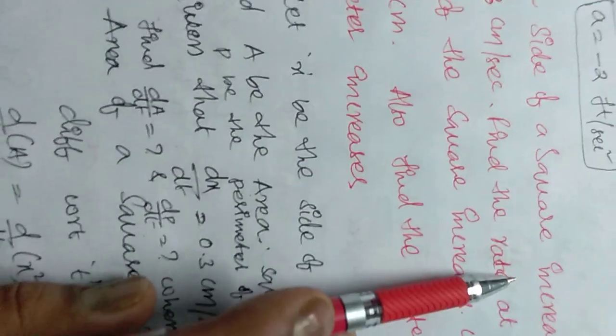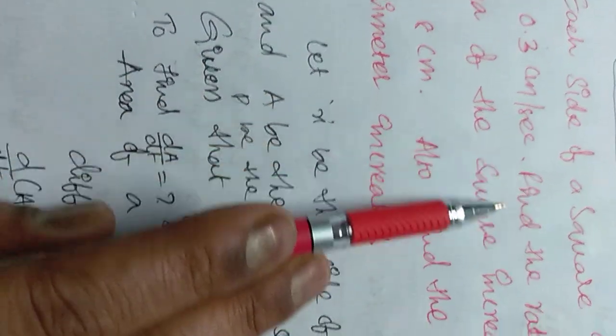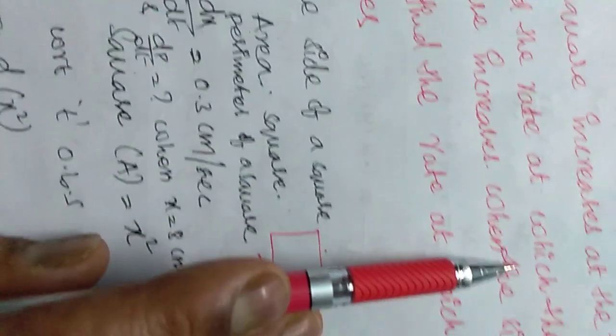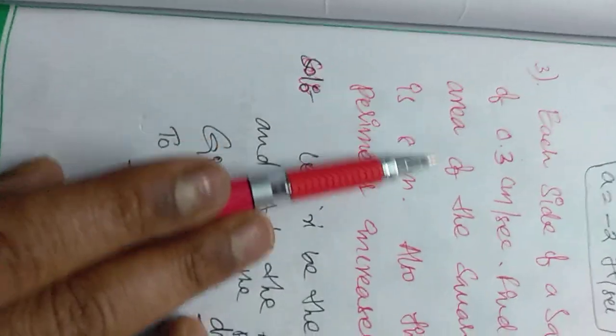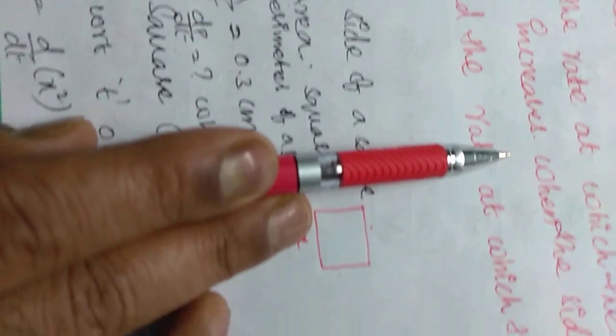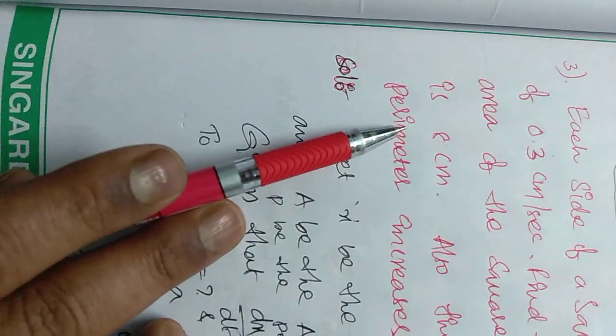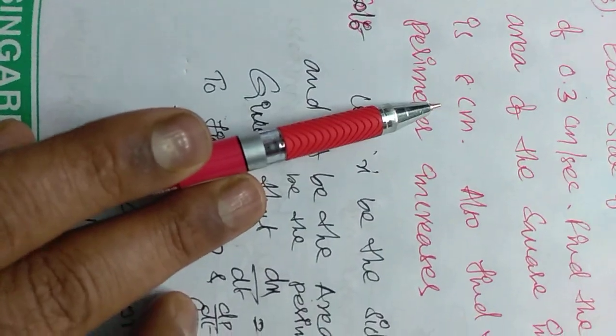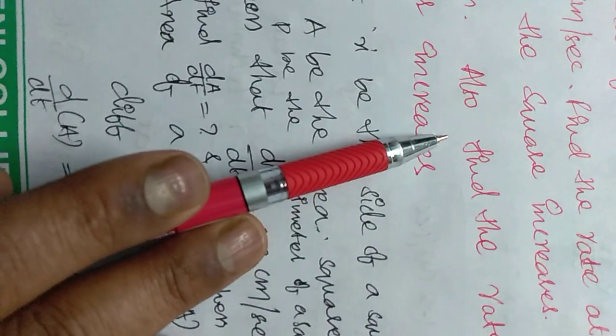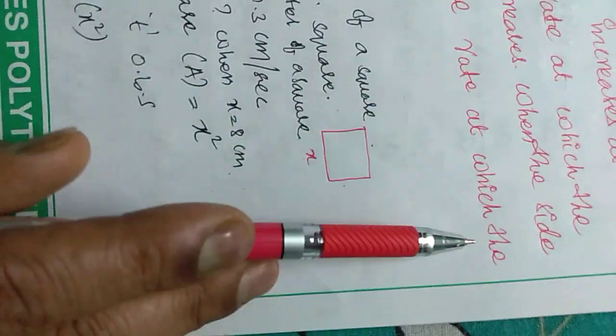Each side of a square increases at the rate of 0.3 centimeter per second. Find the rate at which the area of the square increases when the side is 8 centimeters. Also find the rate at which the perimeter increases.